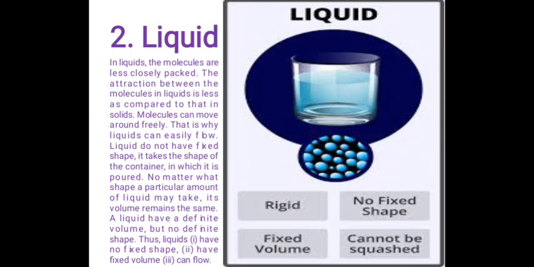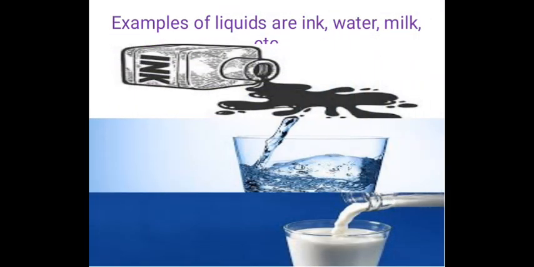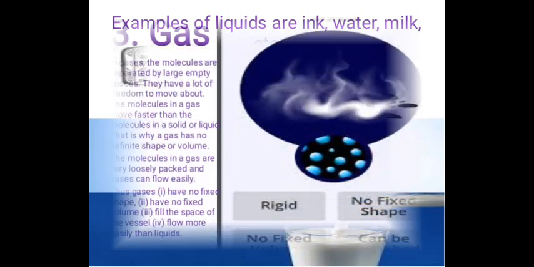Thus, liquids have no fixed shape, have fixed volume, can flow. Liquids are not rigid, have no fixed shape, have fixed volume, cannot be squashed. Examples of liquids include ink, water, milk.